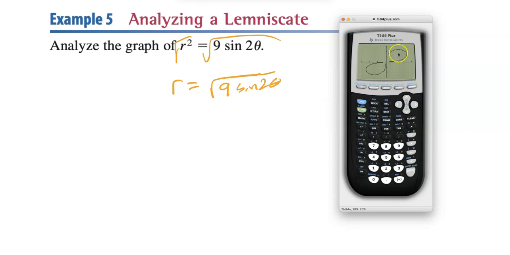You can see the symmetry to the pole, and it has an x and y intercept at 0. Anyway, that's the lesson.